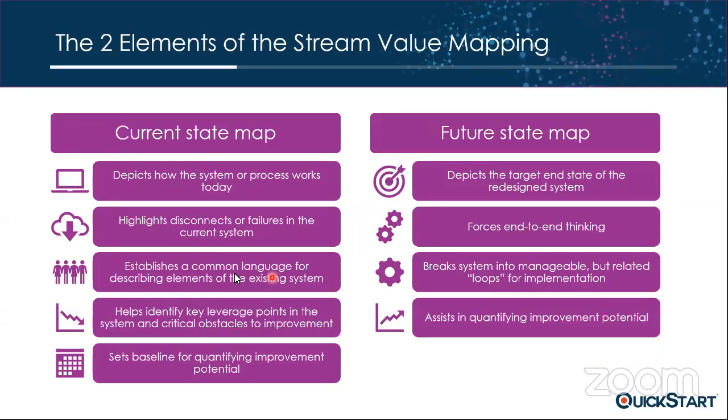So it helps to identify key leverage points in the system and critical obstacles to improvement. It will be the input for the improvement that we will define when we imagine the future state map, okay? And the output of the current state map is the schedule containing some dates to start the improvements, estimating in a ballpark way. In a ballpark way, it's enough. It's a high level estimation about the potential effort that we'll need.